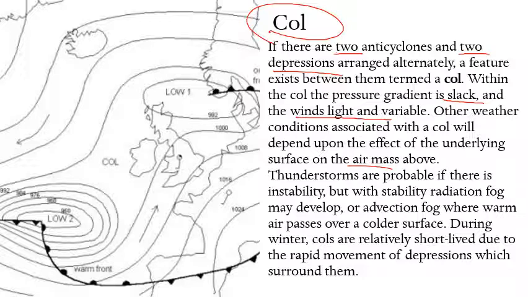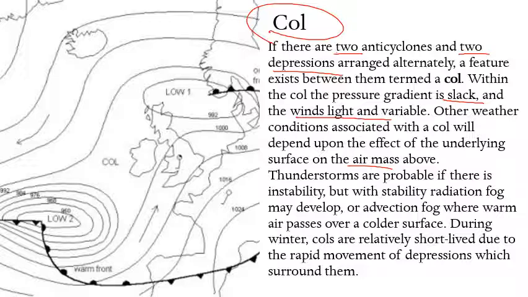And other weather conditions associated with the col will depend on the effect of the underlying surface on the air mass. So, minsan magkakaroon din ng thunderstorm, pero depende na yan doon sa lakas or intensity ng kalapit niyang low pressure area. But generally, this is a rather slack pressure gradient. So kapag slack pressure gradient, hindi tayo makakaramdam ng malakas na hangin.